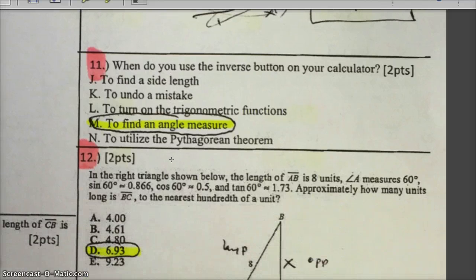Question number 11, when you use the inverse button on your calculator, that would be to find an angle measure.